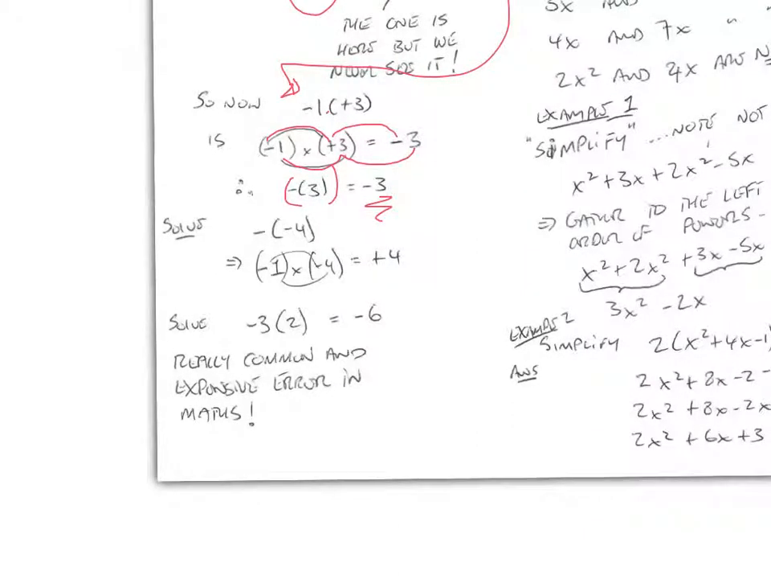And if we look here, minus 4, that's the same as, there's a minus 1 outside the brackets there. It's the same as minus 1 times minus 4. So minus by minus gives plus, 1 by 4 gives 4. Minus 3 by 2, minus by the plus sign in there gives minus, and 3 by 2 gives 6.